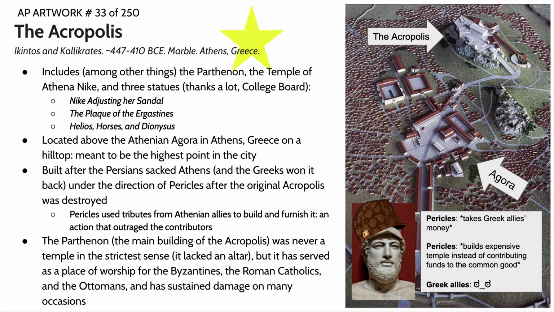An altar, again, is a place where you give offerings to the gods, or in monotheistic religions, a single god. But it has served as a place of worship for many civilizations that have occupied Greece in the millennia since it was built, including the Roman Catholics, the Byzantines, and the Ottomans. It has sustained damage on many occasions as well, particularly in the last couple hundred years.